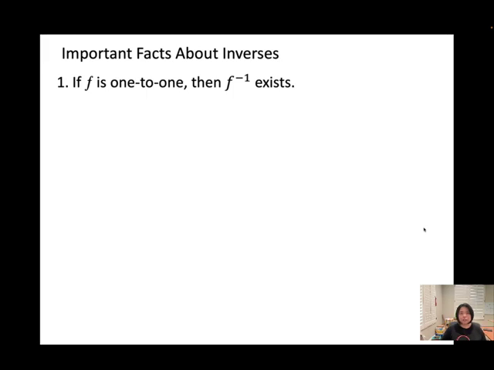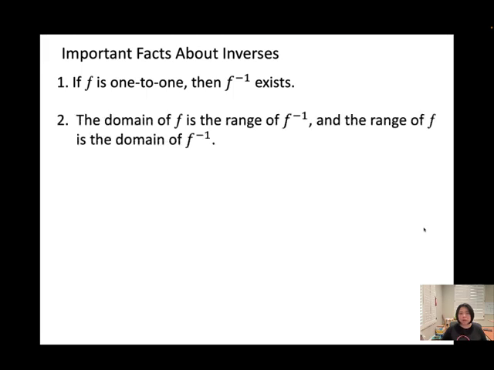Okay, important facts about inverses. If f is a one-to-one function, then you can find the inverse function. The domain of f is the range of the inverse of f, and the range of f will be the domain of f inverse. They're going to exchange. The domain of this one will become the range here, and the range of this one will become the domain of the inverse function.